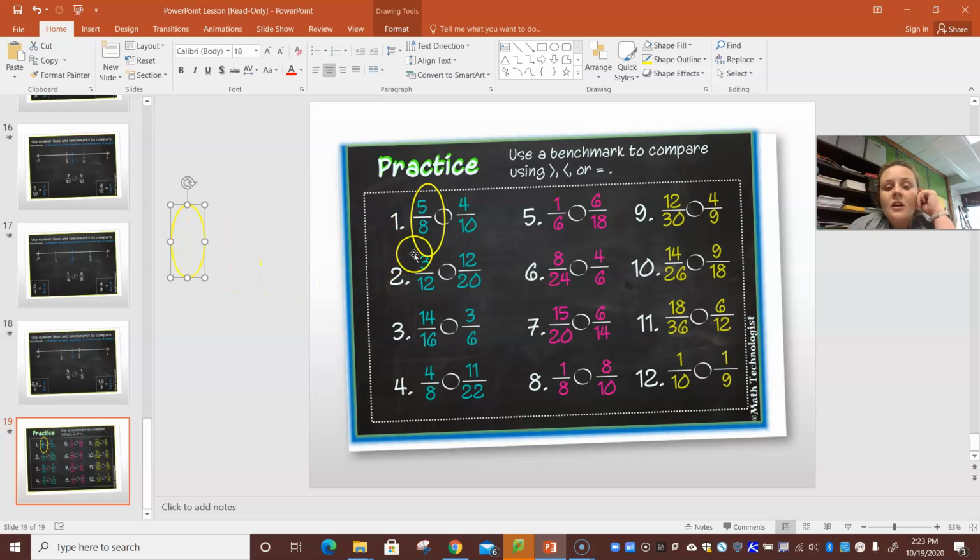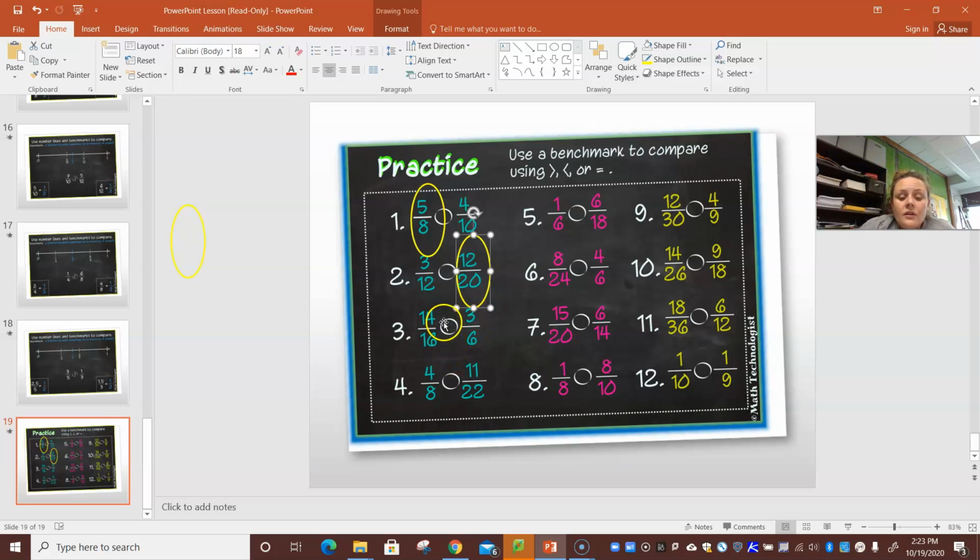3/12 compared to 12/20. Well, how many 12ths would be a half? 6/12 would be a half. So this is smaller than a half because it's only 3/12. How many 20ths would be a half? 10/20 would be a half because 10 is half of 20. And this is 12/20. So it's actually greater than a half. Well, 12/20 is greater than 3/12 because it's bigger than a half.